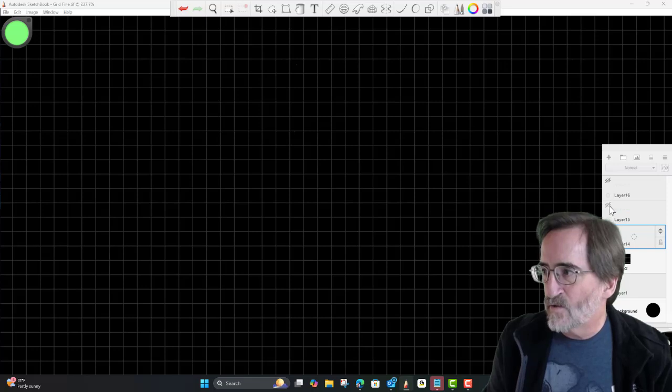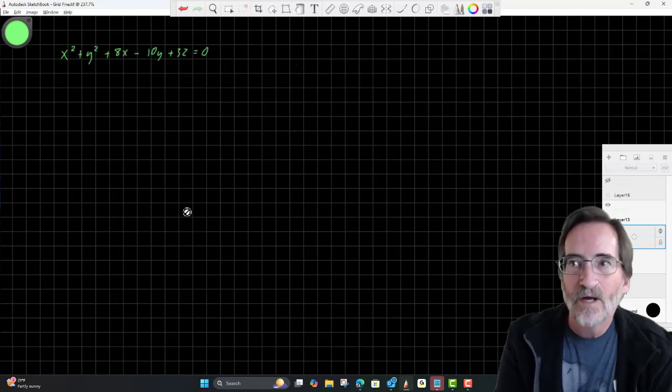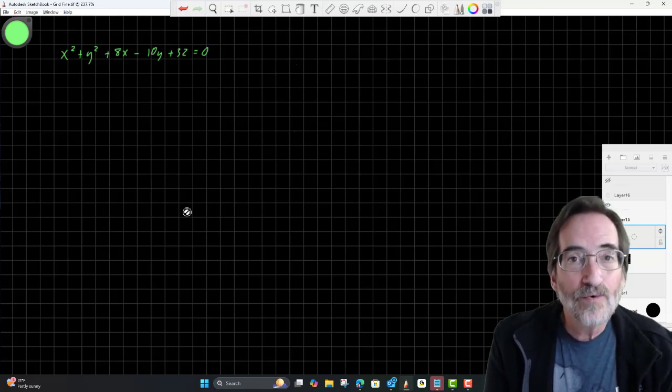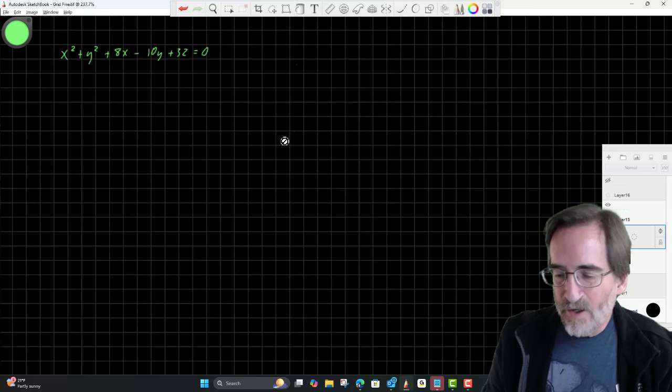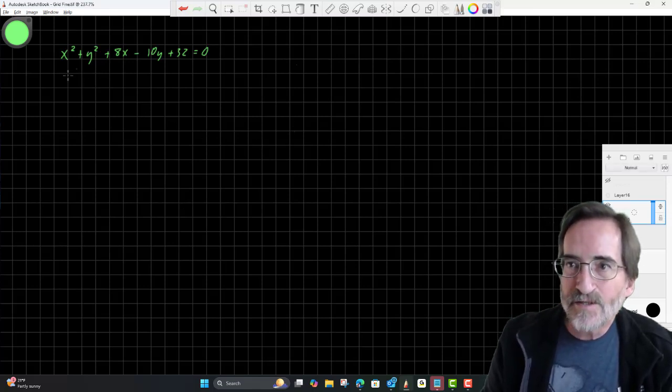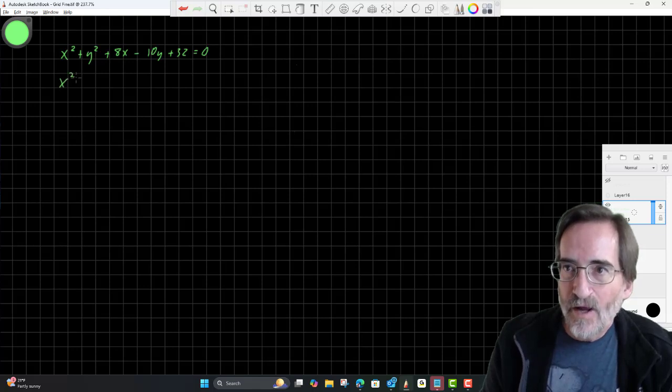So let's go to our next example. Here's another equation of a circle. Let me go through the steps, and you might want to take notes. Step 1, group the x's and y's together. x squared, crossing it off as I go, plus 8x, x's together, and group the y's together. So I'm going to leave a little bit of space, plus y squared.